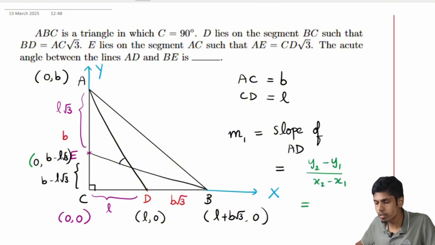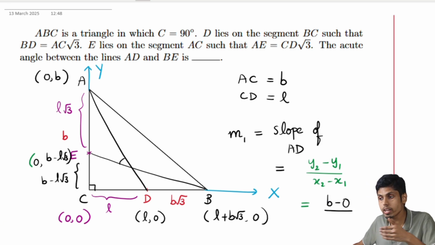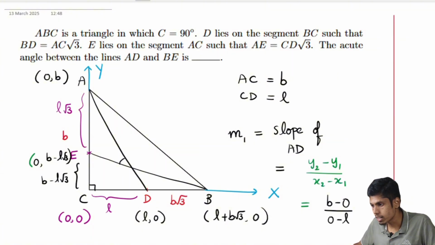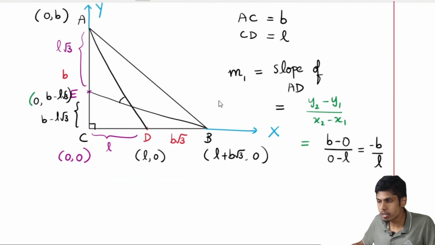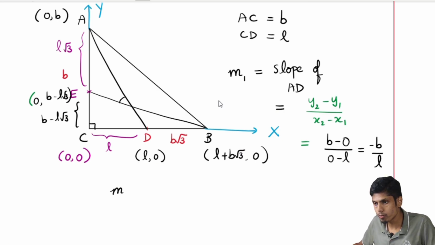Now the difference between the y coordinates is b minus 0. And the corresponding x coordinate difference should be considered, which is 0 minus L, and that gives us minus b upon L. So similarly, we will find the slope of line BE.